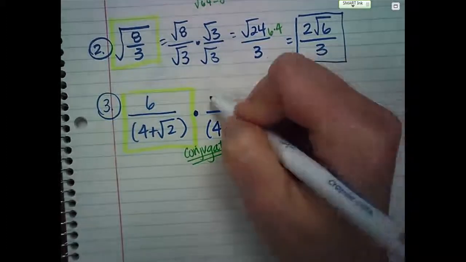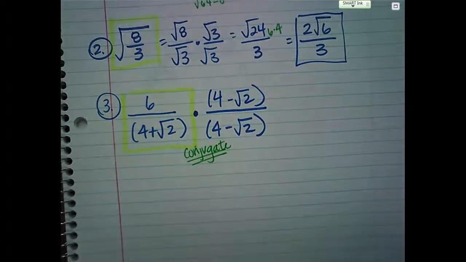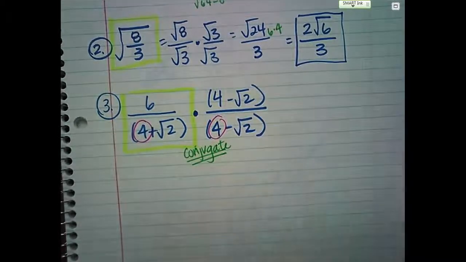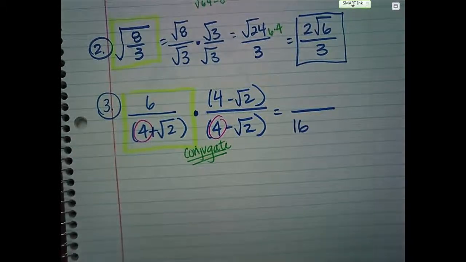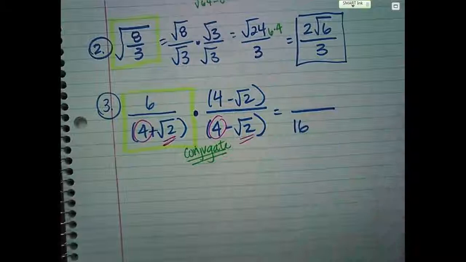And whatever you do to the bottom, remember you have to do to the top. Okay? And when you do conjugates, the shortcut is firsts. So 4 times 4 gives me what? 16. You could FOIL it all out, right? The middle terms are going to cancel and it takes a lot of work. But 4, and then what's root 2 and negative root 2 going to give me? Negative 4, which is negative 2.